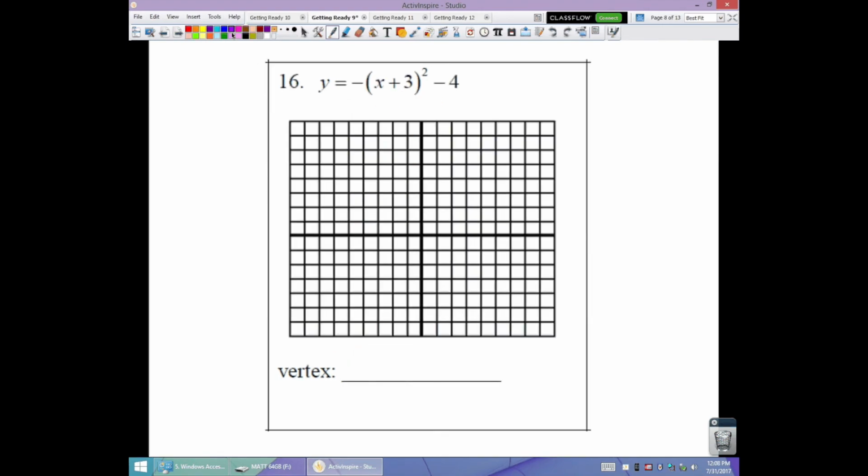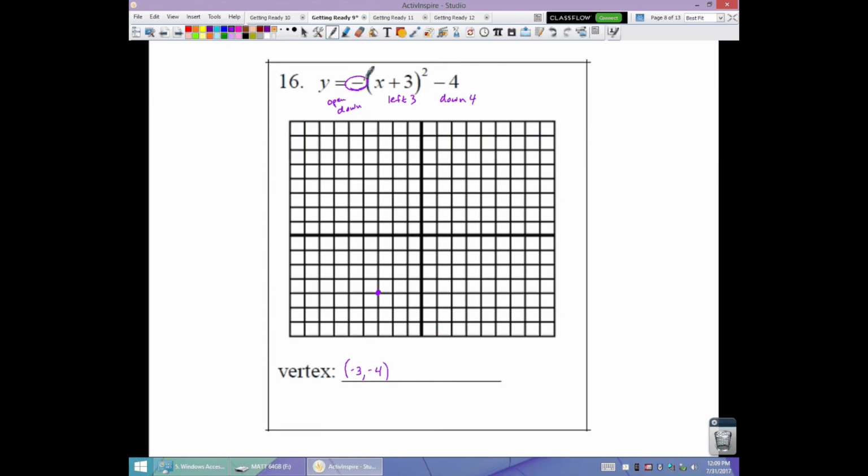So number 16, we're keeping the +3 in the parentheses, so that's still going to move us left 3. We're going to add, in addition, a -4 after the squared expression, so that will move us down 4 units. But we also have this negative sign in the front, which makes us open down. No dilation, but it is a reflection over the x-axis. So to get to our vertex, we go left 3 and down 4. That puts us at -3, -4 for the vertex.